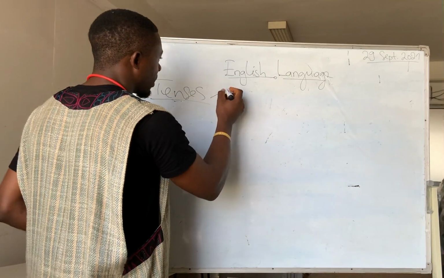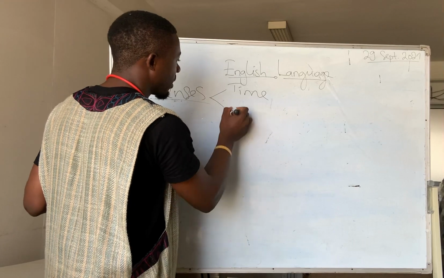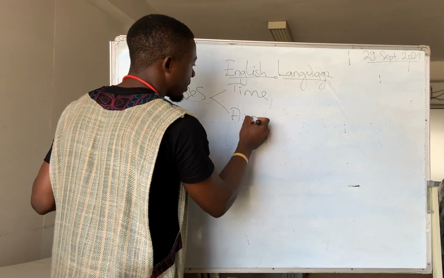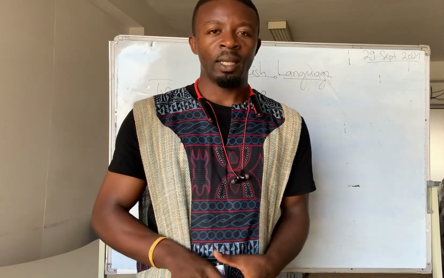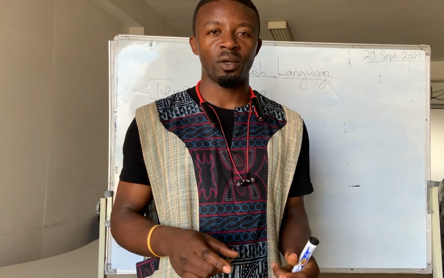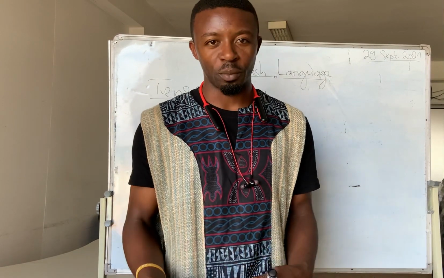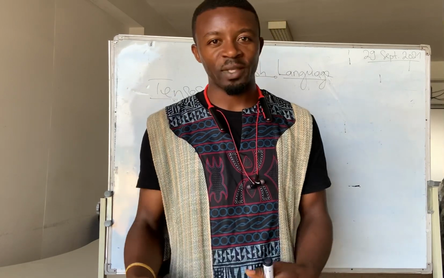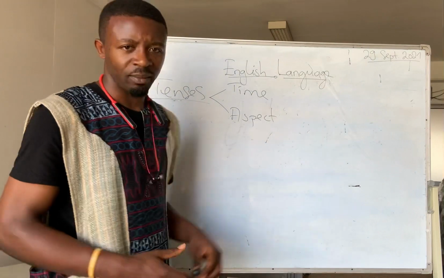First, time, and second, aspect. Now, what is time? Time, as far as tenses are concerned, simply tells us when an action took place. That means when a verb took place, because verbs are expressions of action. So when an action took place is time.